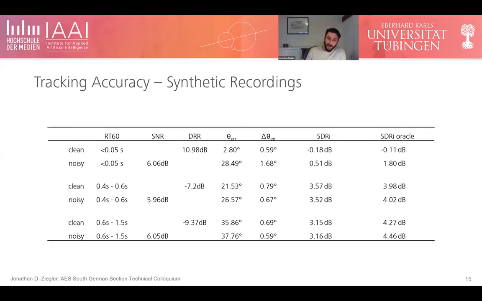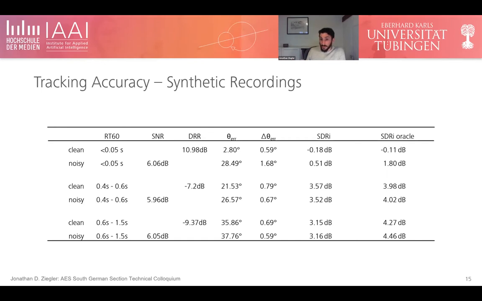The second set of results you can look at here are from a synthetic data set. We used synthetic room impulse responses to create different sized room environments. The first category was in the sub 0.05 second reverberation time, so very small recording studios, vocal booths or anechoic chambers. The second, with 0.4 to 0.6 seconds, is more of a small room, maybe a controlled listening environment or a small office space, something like that. And then 0.6 to 1.5 seconds is more reverberant environments. These also always correlate with room sizes to a degree.